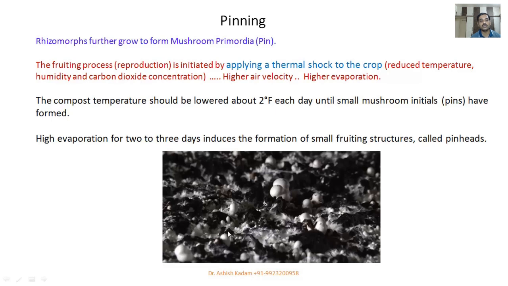For this fructification to happen, we have to allow drying of the compost a little bit. We have to reduce the temperature from the present 22 to 23 degrees centigrade to 16 to 17 degrees centigrade. So we have to control so many parameters at the same time. Do you expect that you can do this process through manual intervention for a 24/7 period of time? It is not possible.